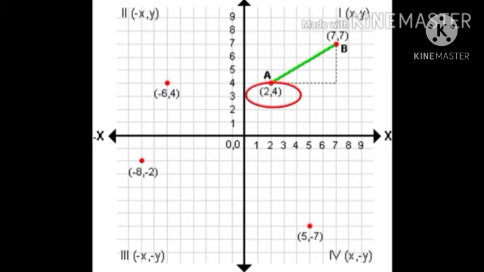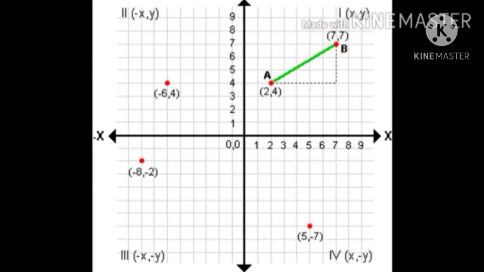So the coordinates of point A are 2, 4. Similarly, let's go to point B. In the same way, draw a perpendicular line to the x-axis. The number is 7, and to the y-axis, that is also 7. What are the coordinates of point B? That is 7, 7. This is the way we find the coordinates of any point on any quadrant.